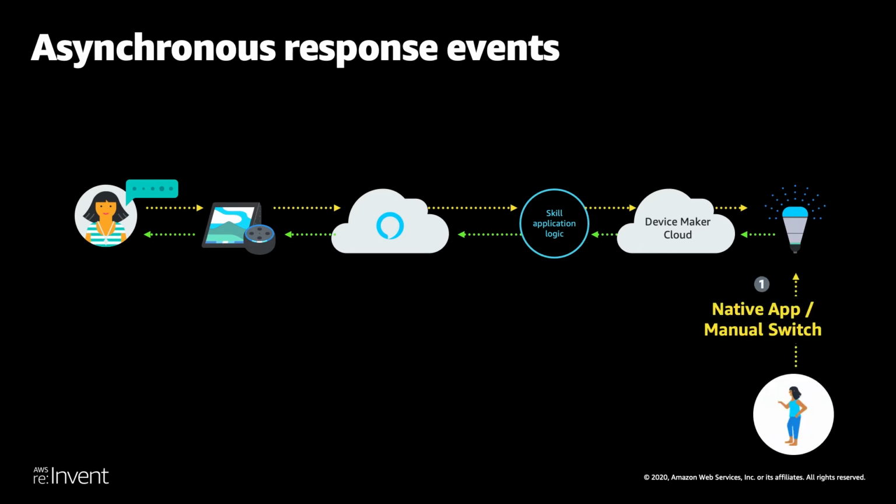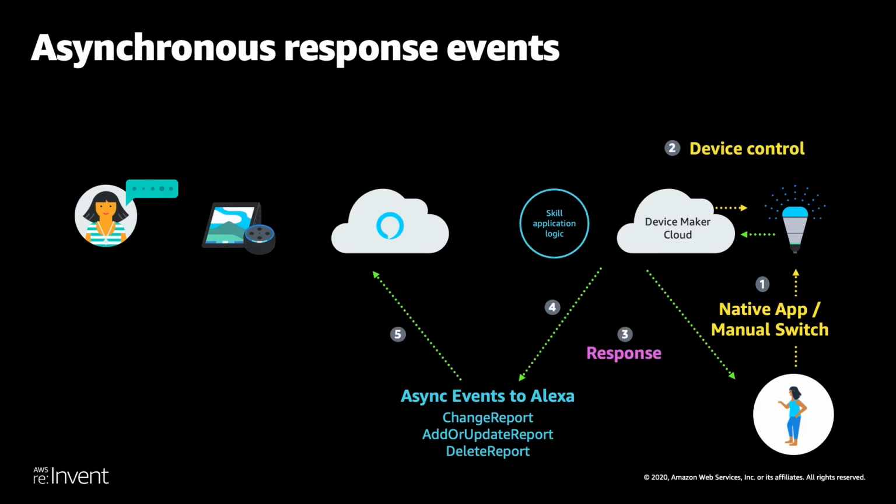Now, there are additional ways to control a smart home device. User can use a native mobile app provided by Lighthouse Inc. or can just physically interact using a manual switch. In those scenarios, the request directly goes to Lighthouse Inc. Lighthouse Inc. controls the device in their cloud and responds to the user. As this request was not initiated by Alexa, the backend system will have no clue about the device state change.